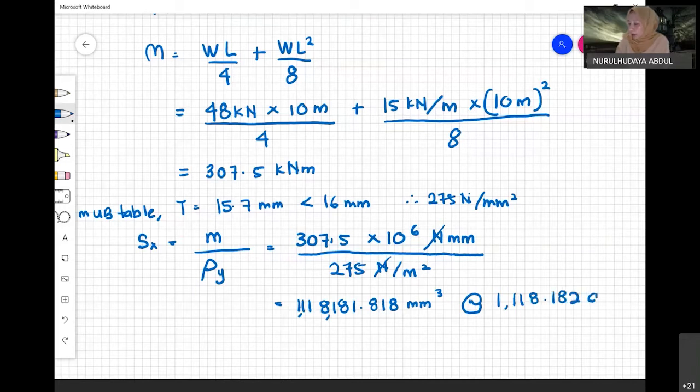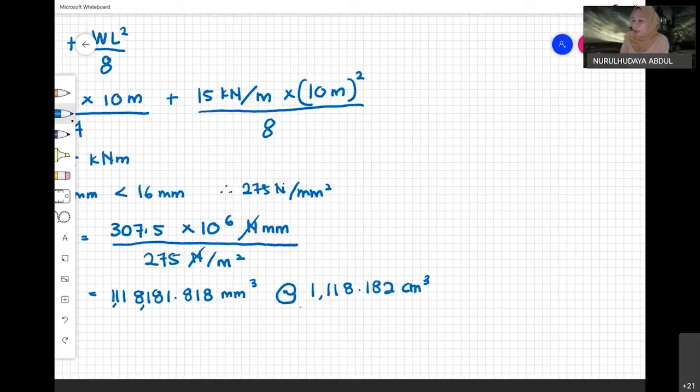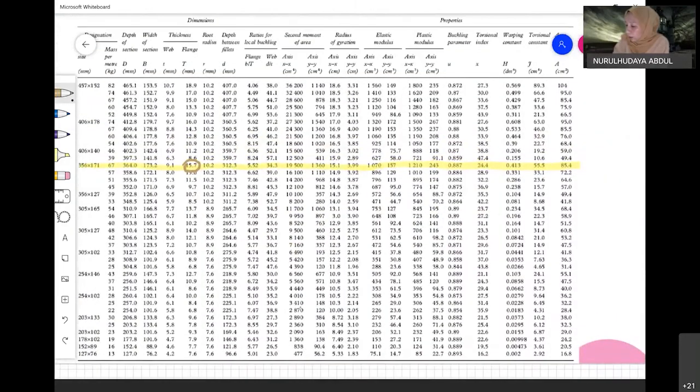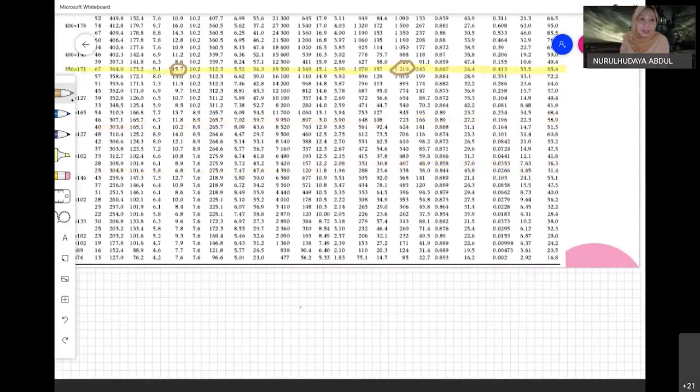1118.182 centimeter cube. Lepas you dah dapat this one, okay, ini yang saya cakap you kena compare dengan section. Maksudnya sekarang section you punya SX. SX dia berapa? Maksudnya plastic modulus dia berapa? Refer pada kita punya section, tengok dia punya plastic modulus. So here the plastic modulus 1210.